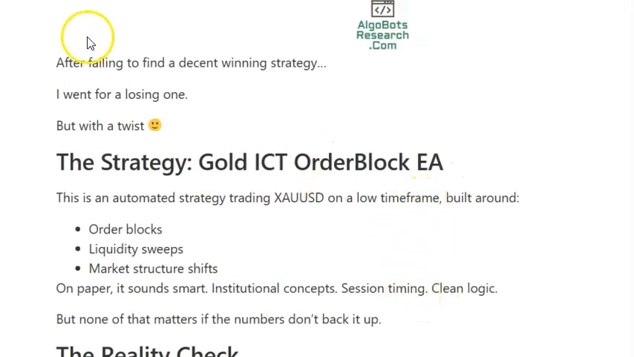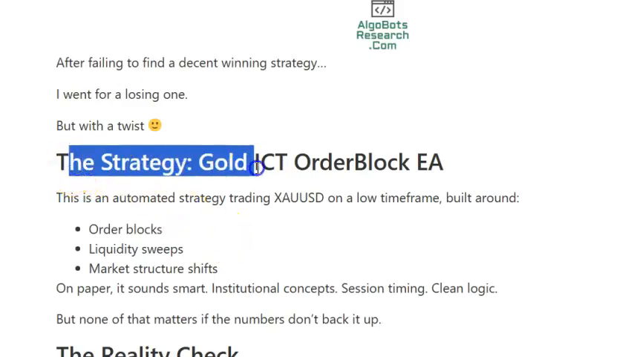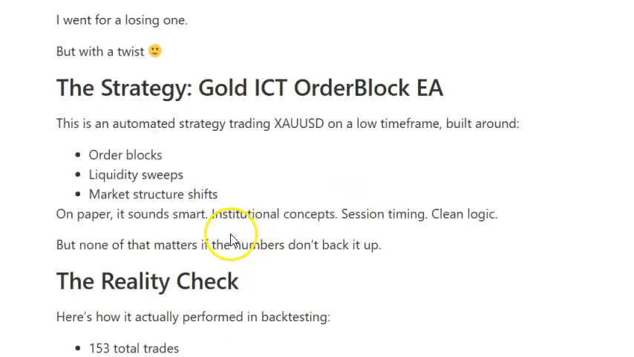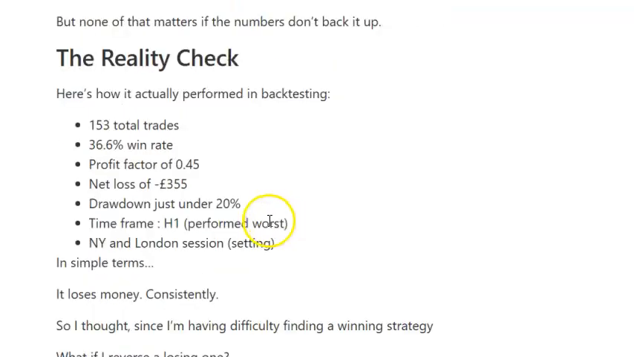I've done a back test. If I just show you, let's talk about the strategy first. It's called the Gold ICT order block EA, and it's an automated strategy on gold. It's built around order blocks, liquidity sweeps, market structure and all that stuff. So it sounds good, but the thing is it's actually losing. So here are the stats.